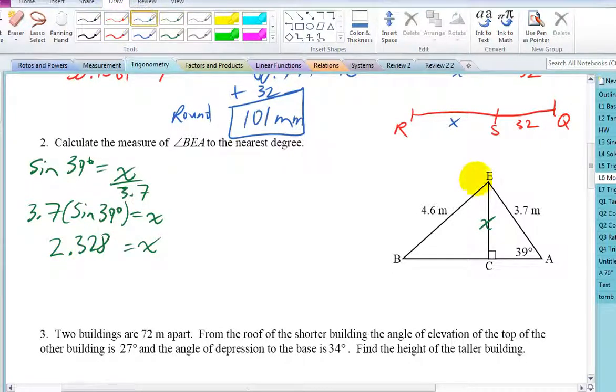So now that we found x, now we can find angle theta, or let's call it Y, capital Y. Okay. So we're going to use 4.6 and x to find Y. What ratio would that be? Label your HOA.